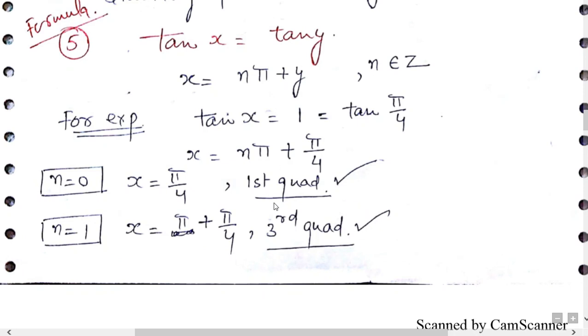Look at the criteria of sin x, cos x and tan x calculation. The formula is designed in such a way that if sin x is there, then it should lie in the first or second quadrant. If cos x is there, it should lie in the first or fourth quadrant. If tan x is there, it should lie in the first or third quadrant.